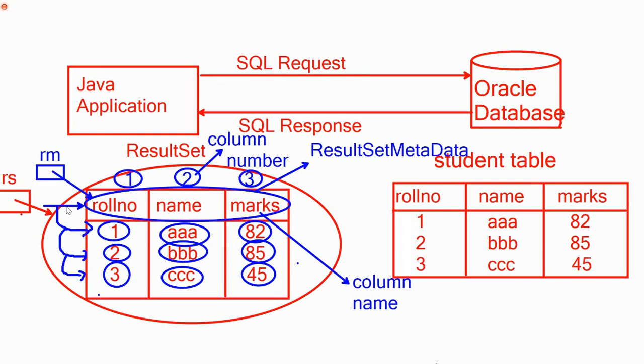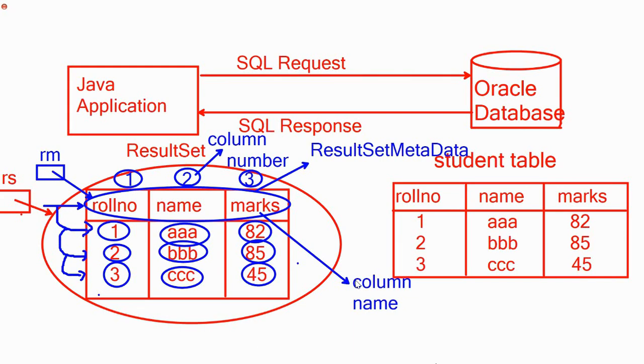After that, I called the next method in the while loop, cursor moves to the first record. First record with getInt, getString, getInt. Again, cursor moves to the second record, printed, third record, printed. Like this executed. Okay.